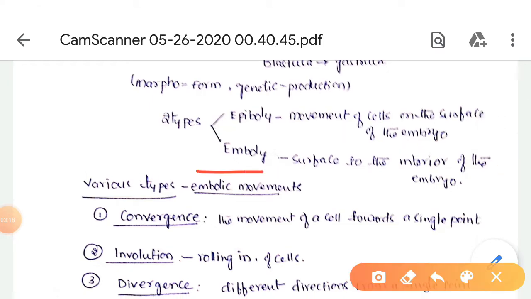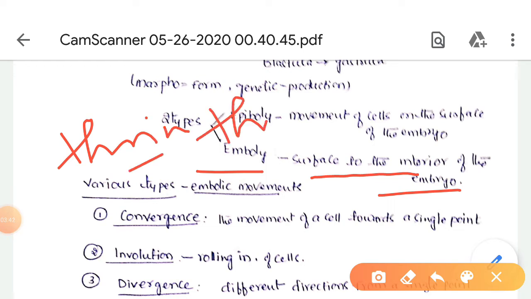Another one is emboly. Emboly means the movement of cells from the surface to the interior of the embryo. It is also derived from Greek. The meaning of emboly is throw in or thrust in.